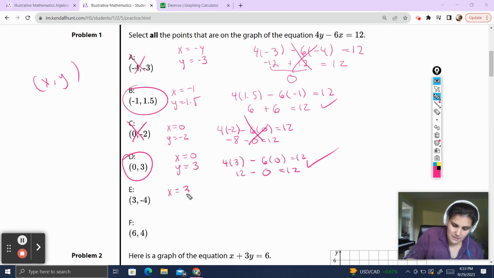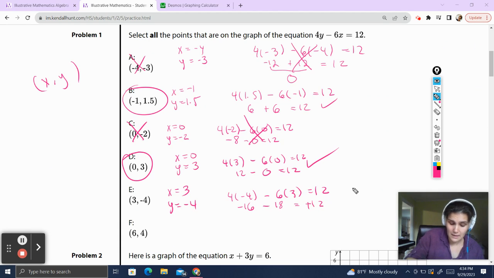x in this case is equal to 3. y is equal to -4. We plug them in, just like we've been doing all along. 4 times -4 minus 6 times 3 is equal to 12. 4 times -4 is -16. Minus 18 is equal to 12? -16 minus 18 is not equal to 12. He's not in our graph.